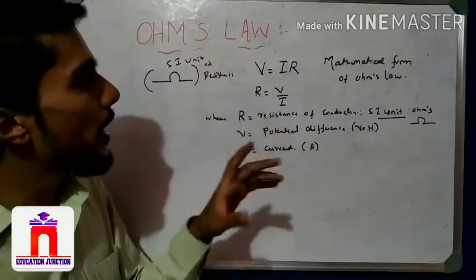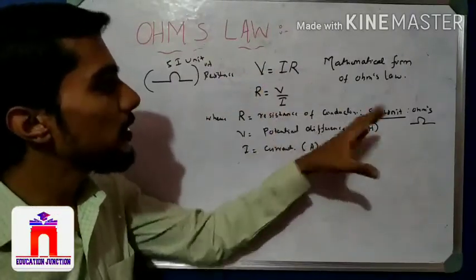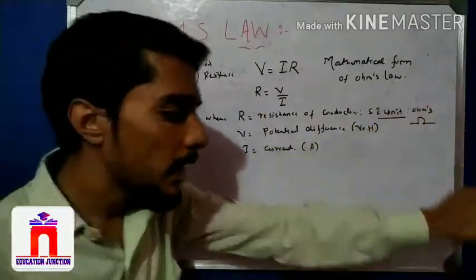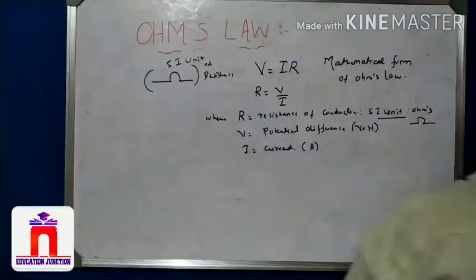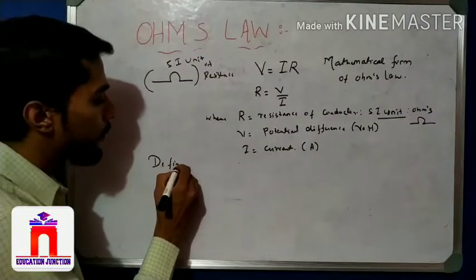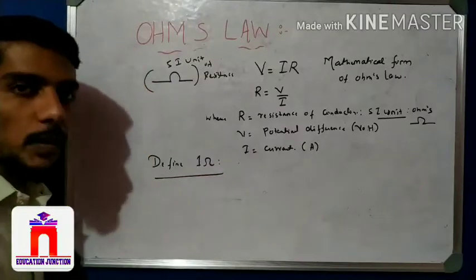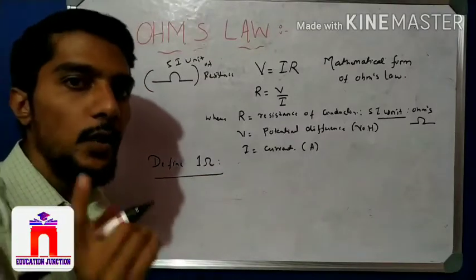That is V equals IR, where V is the potential difference, I is the current, and R is the resistance, and the SI unit of resistance is ohm. I can repeat it once. Now, in the examination they ask: define 1 ohm. What is meant by 1 ohm? How do we calculate the ohm?